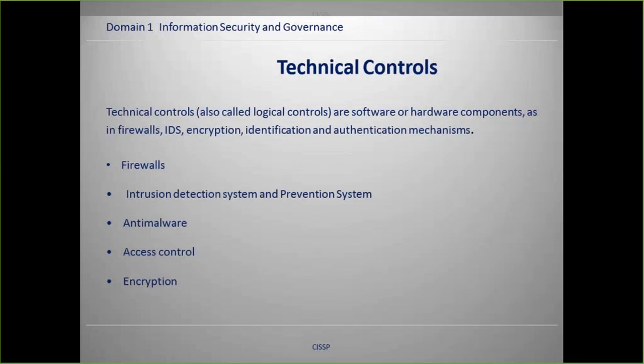Then the fourth one is your polymorphic virus. A polymorphic virus has the ability to change its code when it moves from one system to another. So that is your polymorphic virus. Another one is the logic bomb. A logic bomb is a virus which executes when some particular condition becomes true.